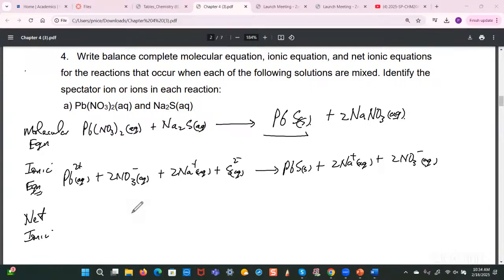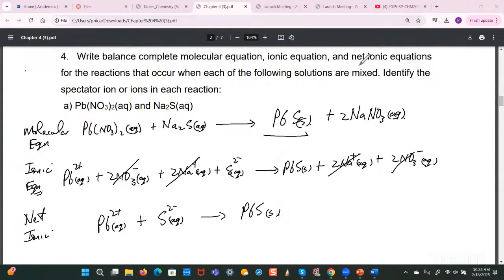What would be the spectator ions that you cancel out on both sides? Your 2NO3, the 2 nitrates. Anything else? Sodium, the 2 Na plus. And basically what is left will constitute the net ionic equation. So that's Pb2+ aqueous plus S2- aqueous to give PbS solid. And that would be the net ionic equation.